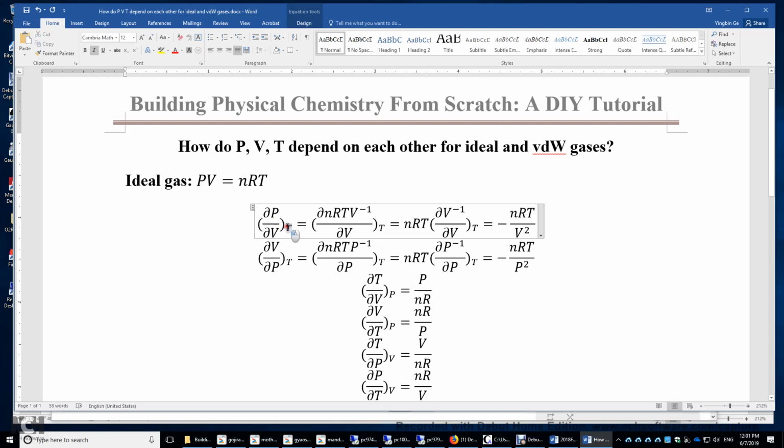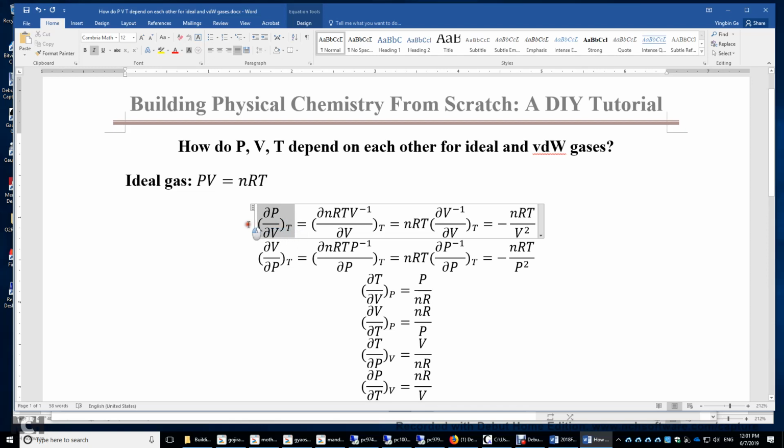I can also replace this T with V, volume. I'm holding volume constant. Can pressure change? Yes, pressure may change with temperature. And then this delta P over delta V can be negative or positive infinity. So it's utterly important to write out this T in subscript to emphasize that we're dealing with an isothermal process.